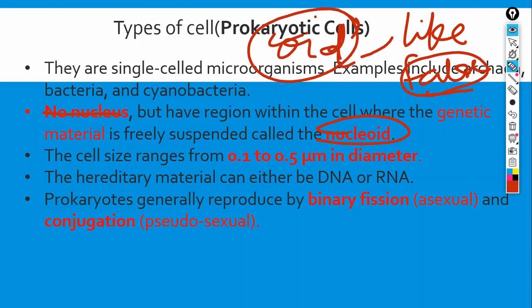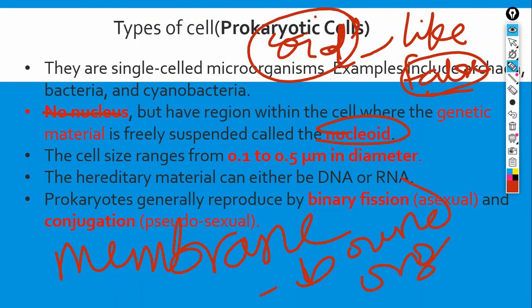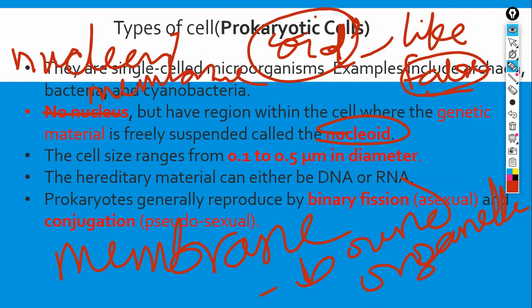So the nucleus is actually a membrane-bound organelle, and that is what prokaryotic cells lack. They lack membrane-bound organelles. The membrane that encloses the nucleus is the nuclear membrane, so the nuclear membrane is absent. That's what we mean here: the genetic material is floating freely, the nucleoid. So you're going to have a structure like this, where you just see the genetic material freely suspended in the cell.